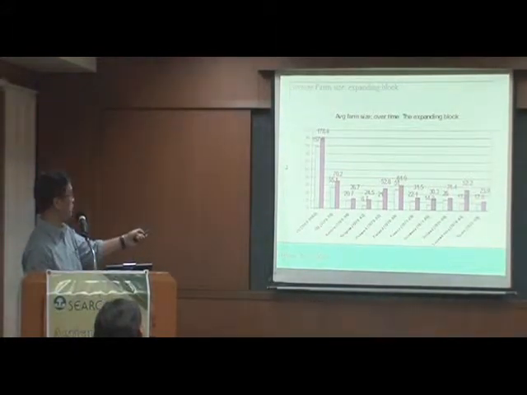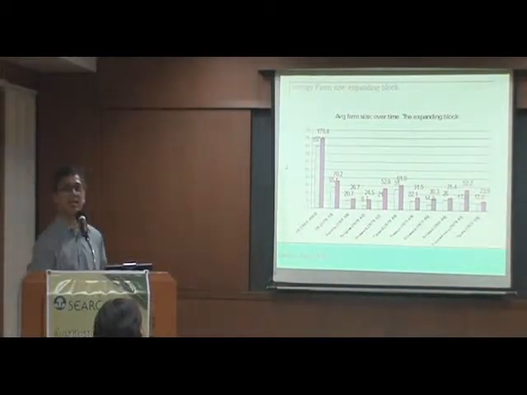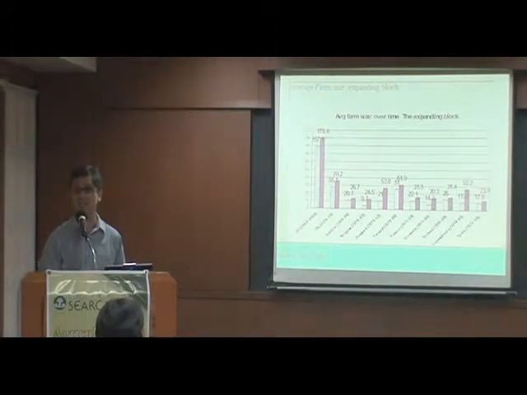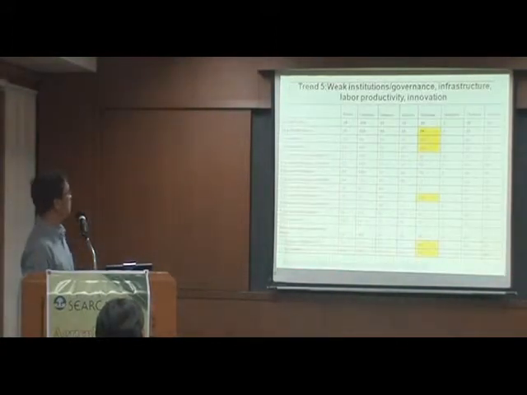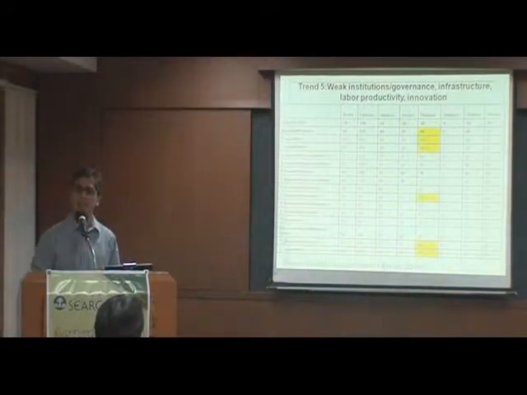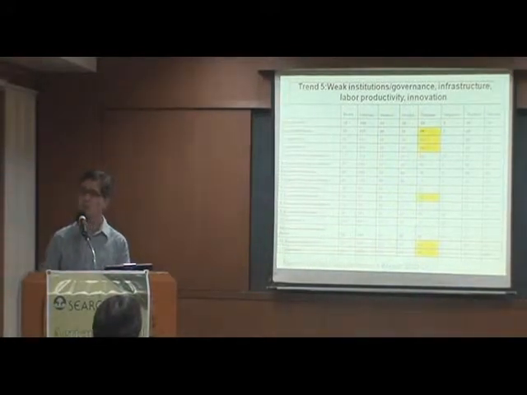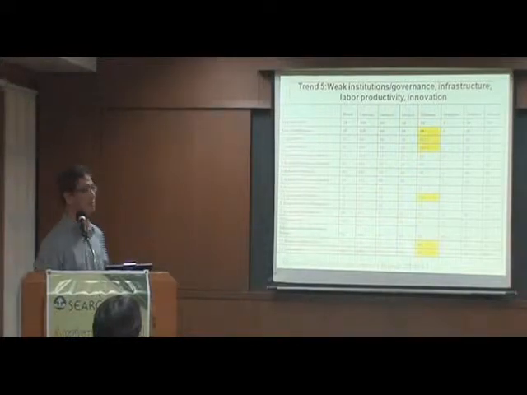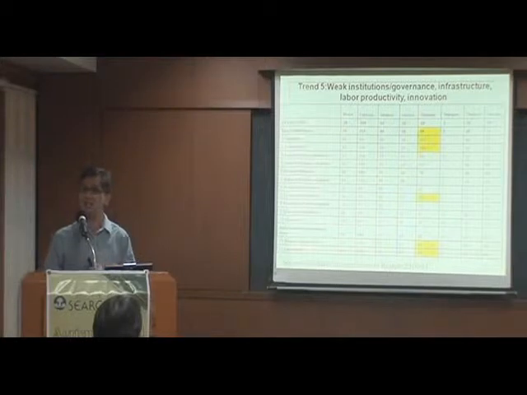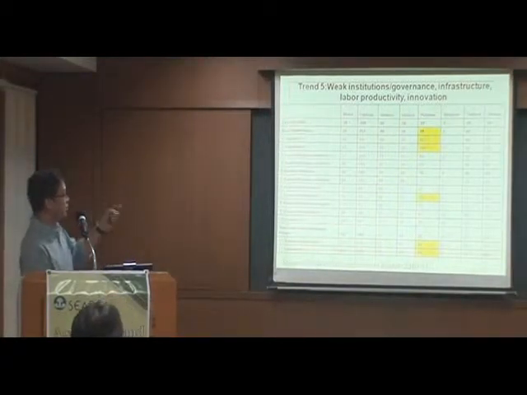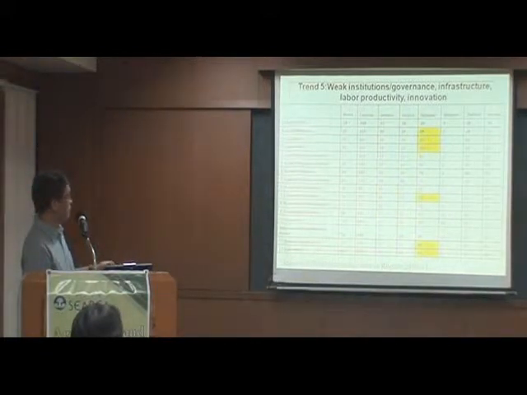The US, for example, increased from 157 hectares in 1969 to 178 hectares in 2002. The other trend is that our competitiveness as a country is slowly weakening, particularly in terms of institutions, governance, infrastructure, labor productivity, and innovation.